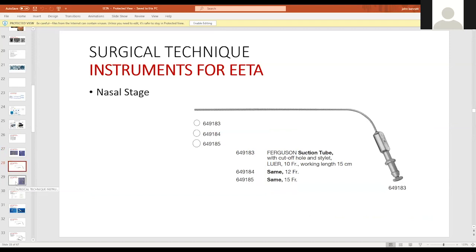So as I said, the elevator, the rongeur, and the suction cannula are those that you will use on the nasal stage. On the nasal stage, when you get into the nose, before going to the sphenoidal, these are the core instruments that you will use. And here are some dimensions that you can just memorize and buy it. Again, next slide.